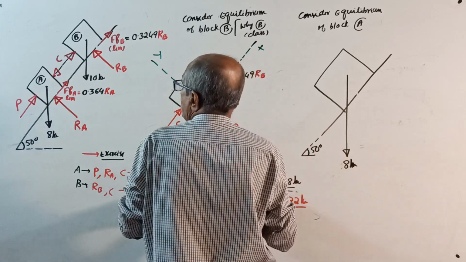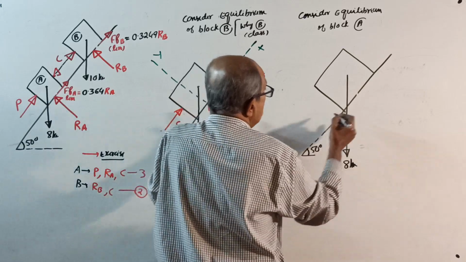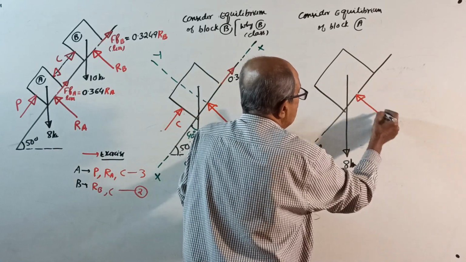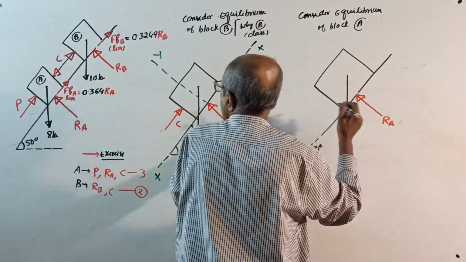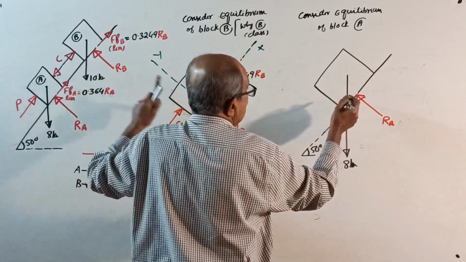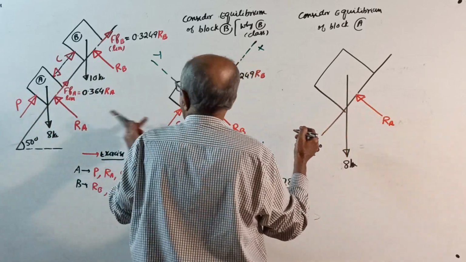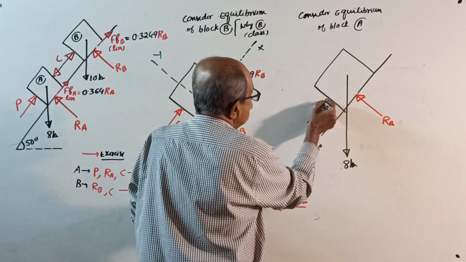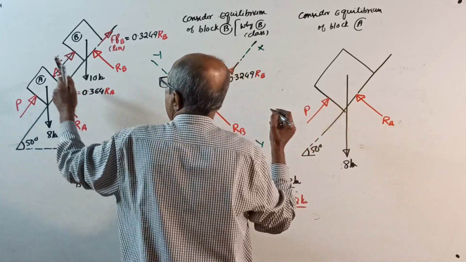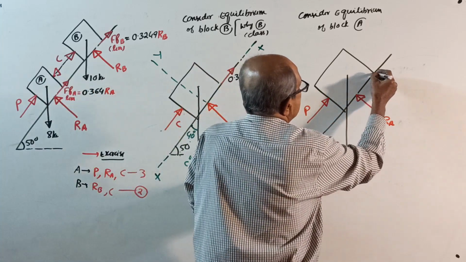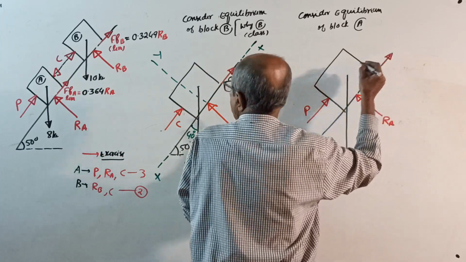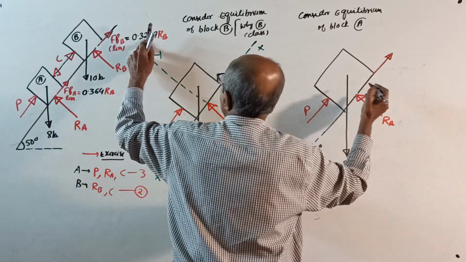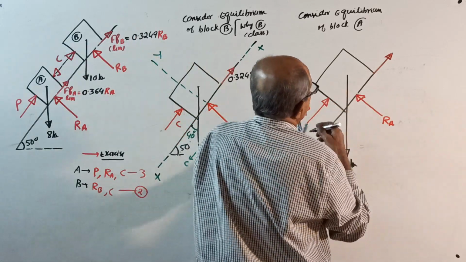Then, for block A, we have one normal reaction, RA. See, I shifted it to this side. Then, see, weight over, RA over. Then we have got a force P here along the plane. And then we got a frictional force this way. Frictional force of which one? Sorry, here 0.364.